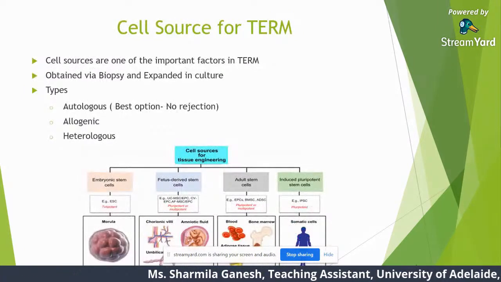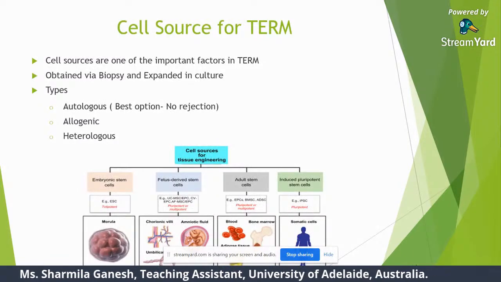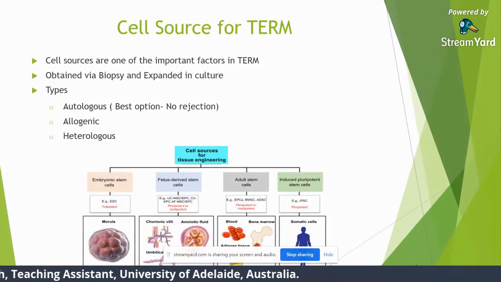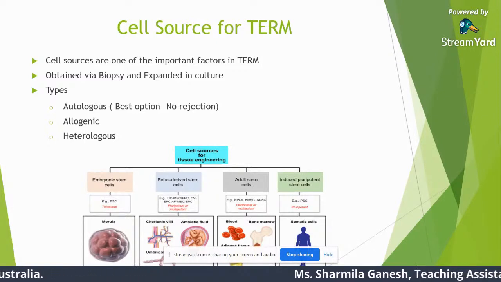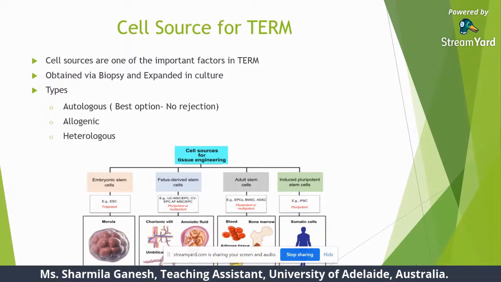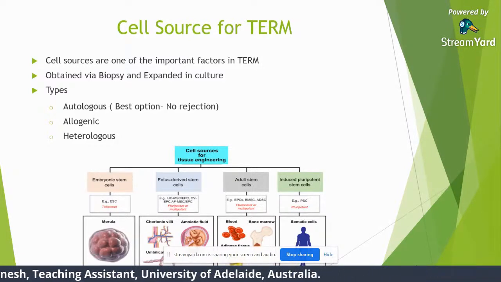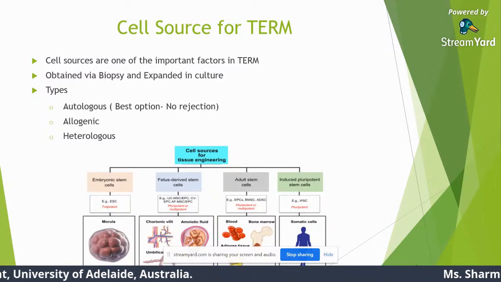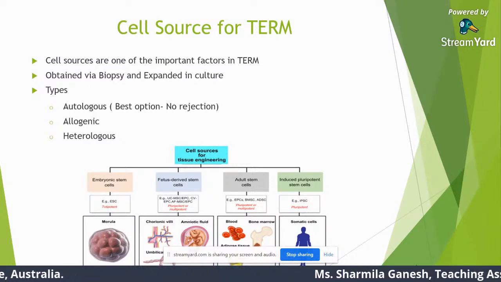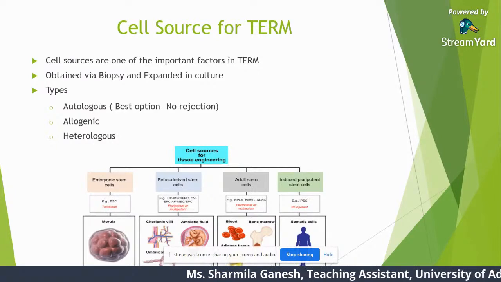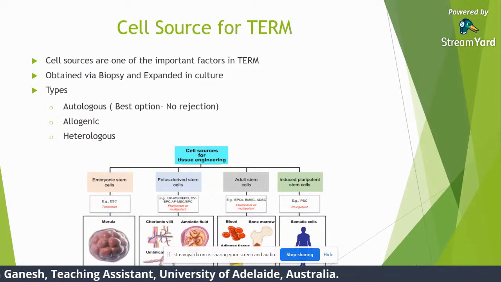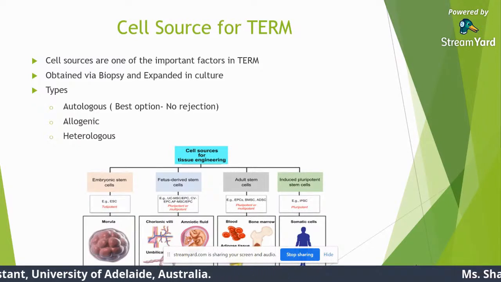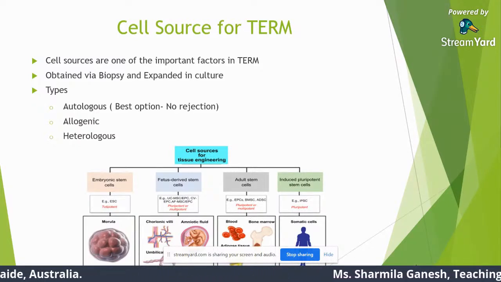So, what are the cell sources we are going to use for tissue engineering in regenerative medicine? Of course, it is the most important factor in tissue engineering and regenerative medicine. They are usually obtained via biopsy and then expanded in vitro culture and laboratories. So they can be from any type of sources. That is autologous. They are really best for this type of regeneration, as they don't cause any immunological reaction.